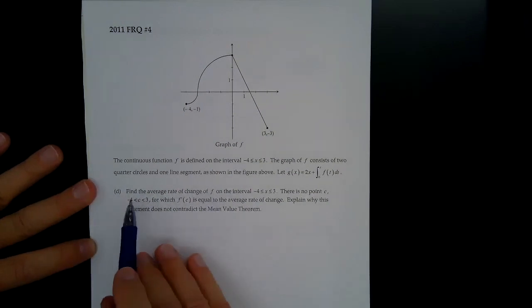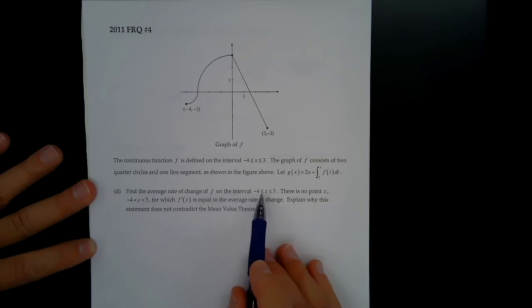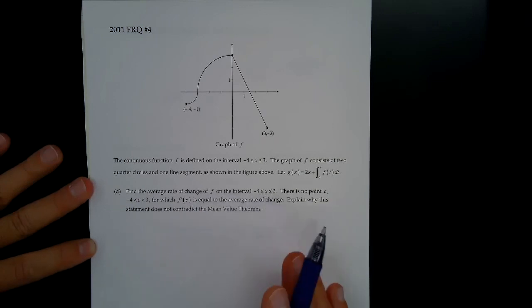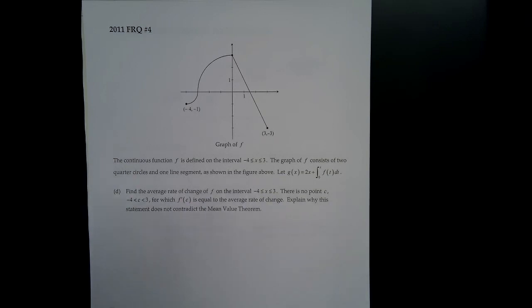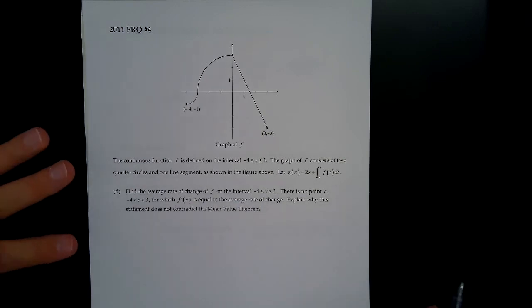So here, this is what it's asking. Find the average rate of change of f on the interval -4 less than or equal to x less than or equal to 3. So just when it asks you to do something in one sentence, just do it, okay? Don't worry about anything else. Just answer that one question. Find the average rate of change, because they're going to give you points for just doing that, okay?